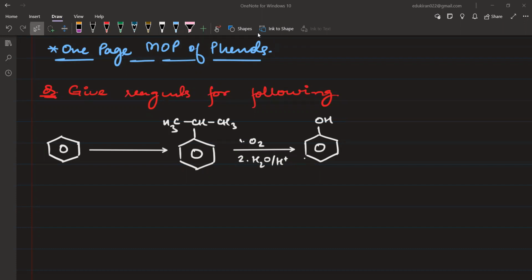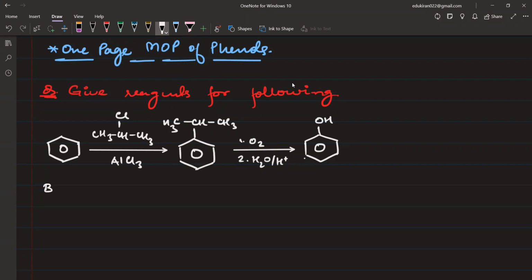I think no one knows. Okay, so for Friedel-Crafts alkylation, we need to add isopropyl. So we need to have isopropyl halide. We should have CH3CHClCH3, with a chlorine here, in the presence of AlCl3. So this chlorine will get removed, and benzene will add in place of chlorine, and I will get isopropyl benzene, that is cumene.